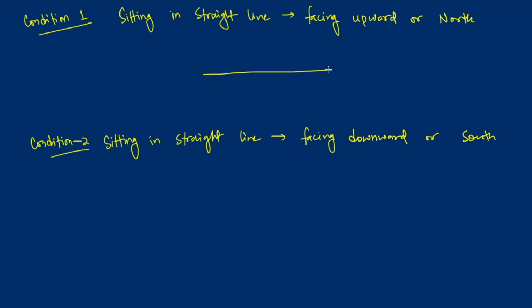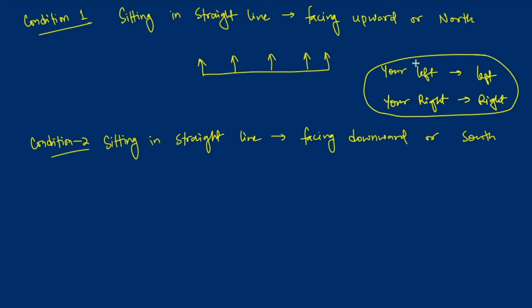So let's say this is the straight line, and they are all sitting and all facing towards the north direction, or towards upward. Now when this condition comes, your left is the actual left of the question. Okay, so your left is the left and your right is the right. That means when the seating is done in a straight line and the people are facing upward or towards the north, left and right do not change. Whatever is left for you will be left for the given condition, and whatever is right for you will be right for the given condition.